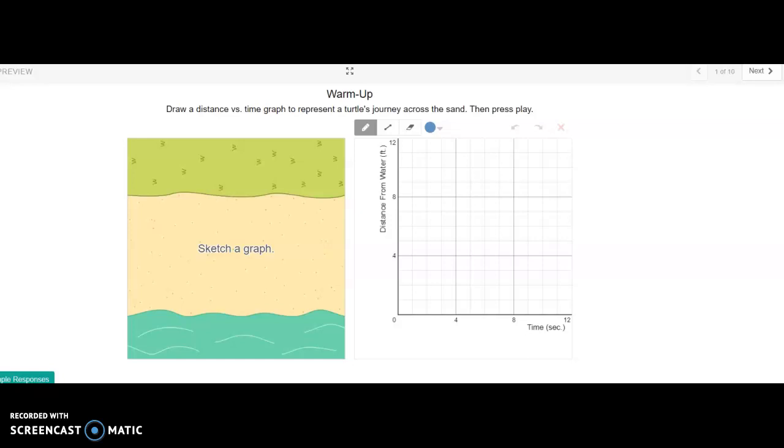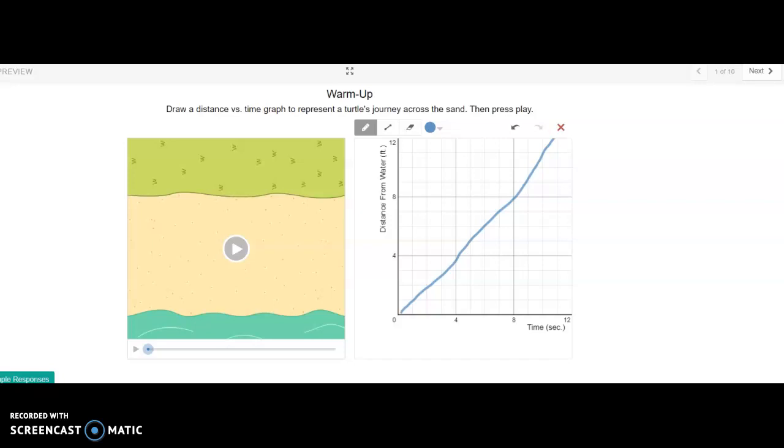Hey guys, so for today's activity on Desmos, we're going to be playing around with graphs and what they mean in real life in terms of actions. And this one's really cute because it talks you through the actions of a turtle crossing the sand. Just to give you an idea, the first slide is just for you to play around with. Draw a graph and see what is going to happen with the turtle.